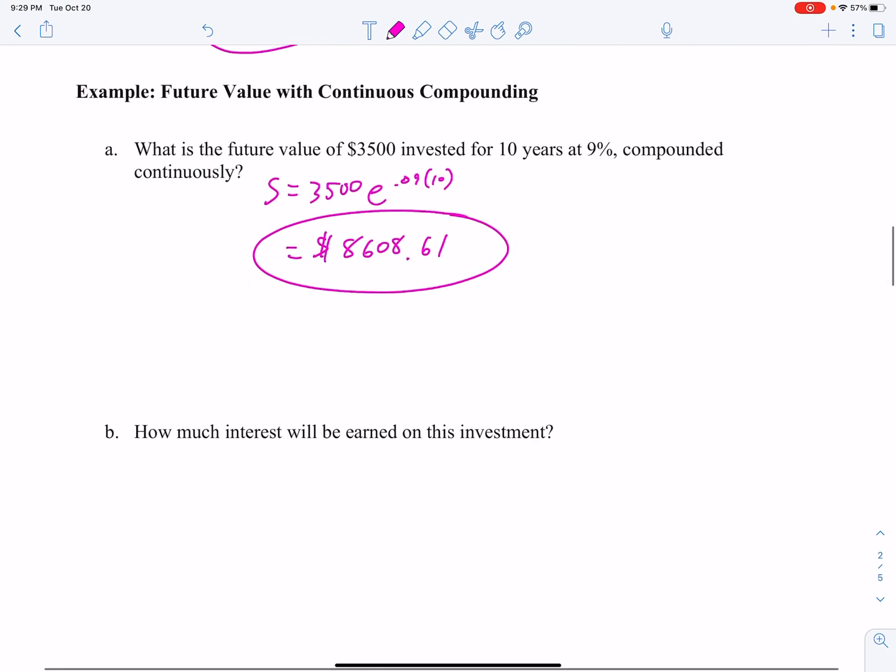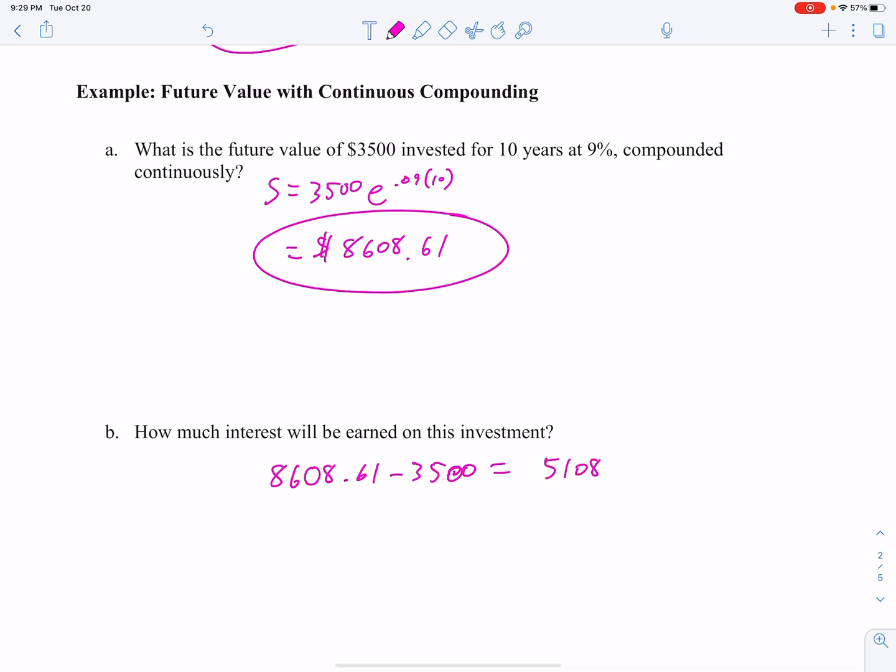Part B says how much interest will be earned on this investment. So in other words, we're going to take the final amount minus the original amount, and that will give us our answer. 8,608.61 minus the original 3,500 gives us 5,108 and 61 cents. So over 10 years at 9% interest, compounded continuously, the extra amount of money you earn is $5,108.61.